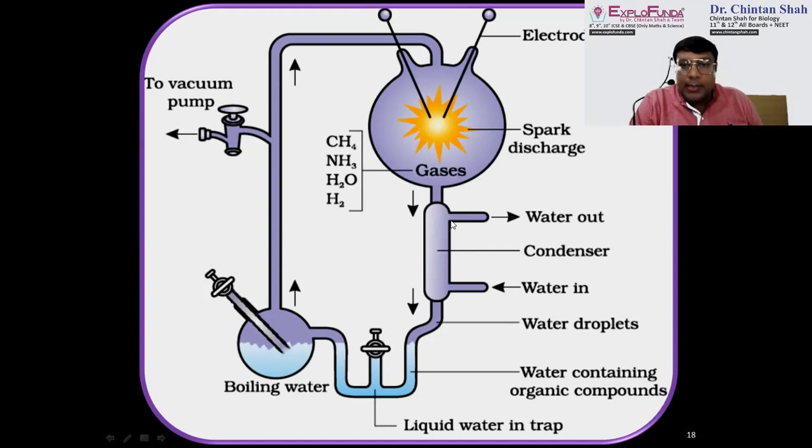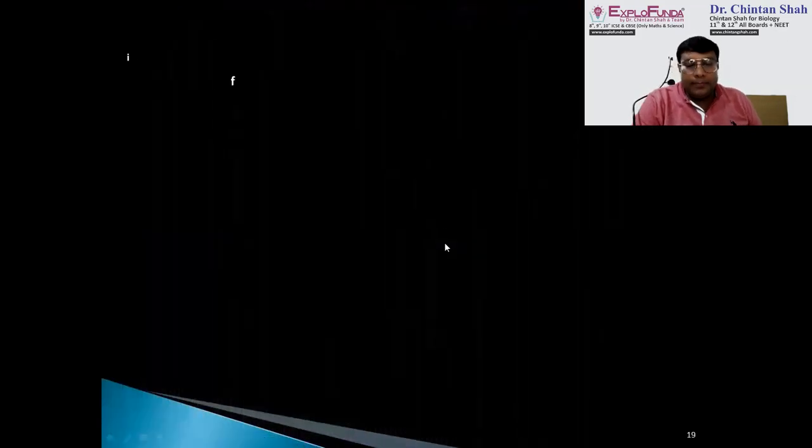The condensation will happen. So cold water will go in and it will come out. That's why these gases get converted to liquid water droplets, water containing organic compound, in the water trap. So you can take it for the chemical analysis, and it is going back. So this keeps going on and on.